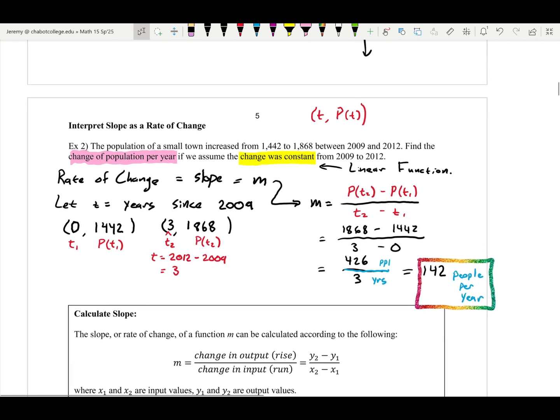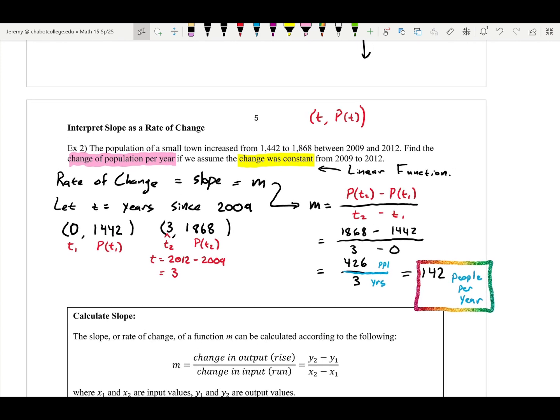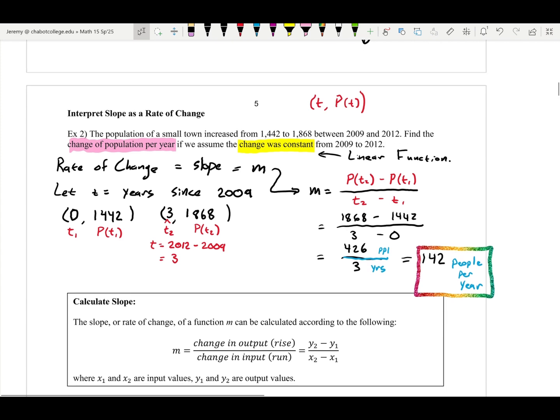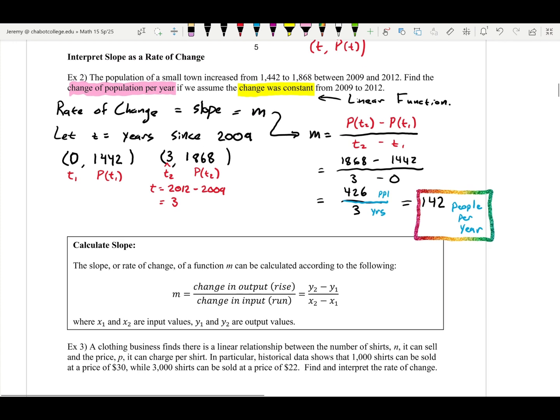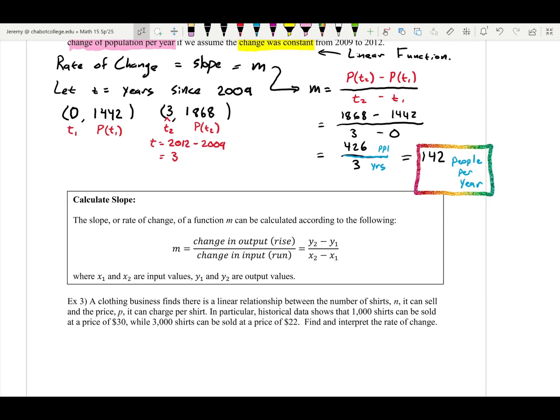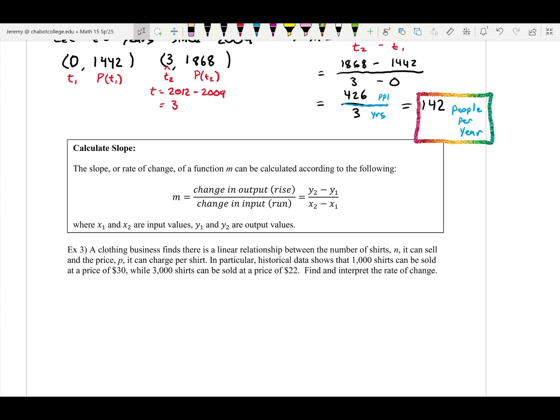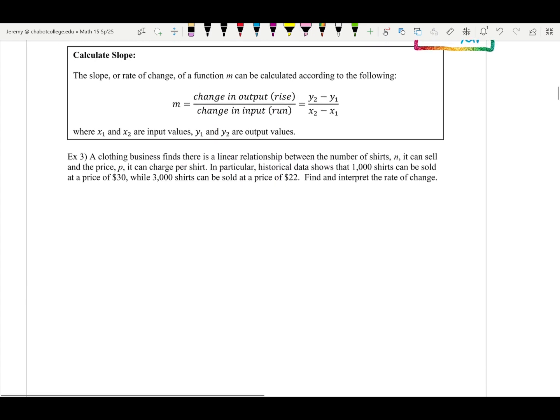All right, so example 2 here, it's really just another slope formula problem, but with this added context of, we're looking at an application where we have population changing over time. But the big takeaway from this is that slope and rate of change are the same thing when we're looking at applications such as this. All right, and then here I just boxed up the slope formula for you, but we've already talked about this plenty, so I'll move on to the next example here.